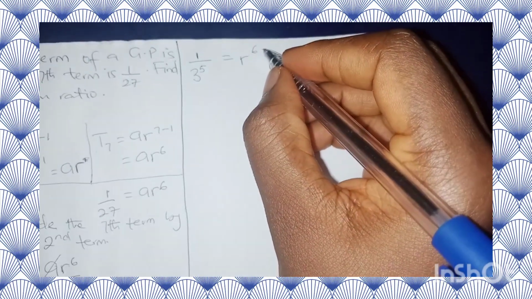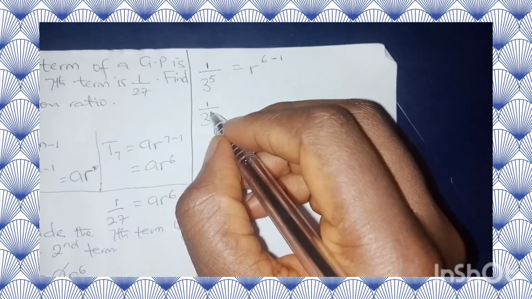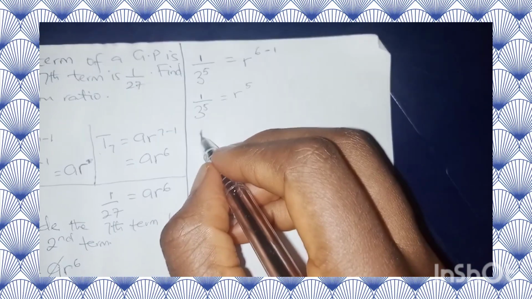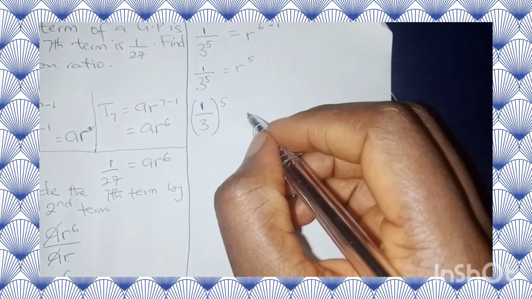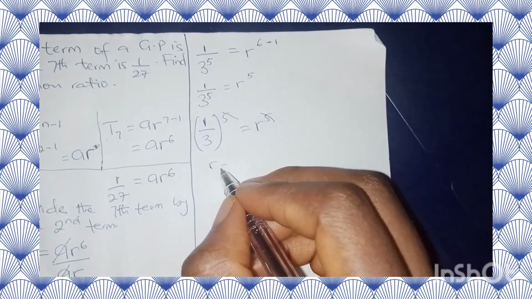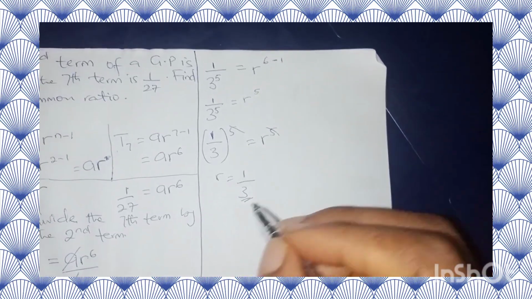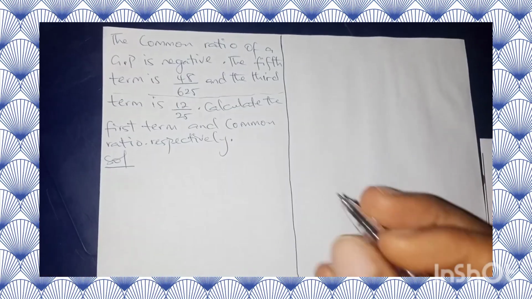We just employed the formula for indices equals R to the power of 6 minus 1. So we have R to the power of 5. Now for the fraction, we represent them as to the power of 5. So we cancel the powers, and then we have our common ratio to be 1 over 3. Okay, that is what we're asked to look for.